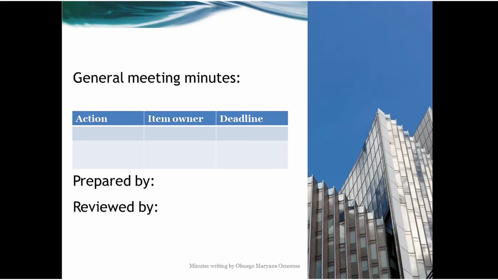That's the general meeting minutes, where for each of the business of the day, you write the action, the item owner, and then the deadline. Then the subscription part, which is prepared by and reviewed by.